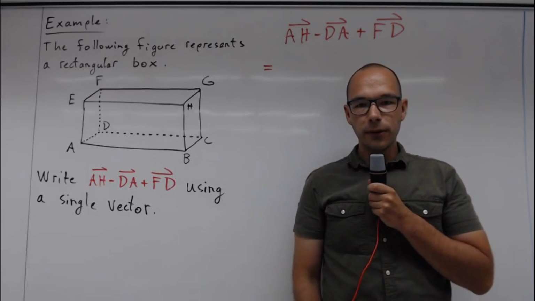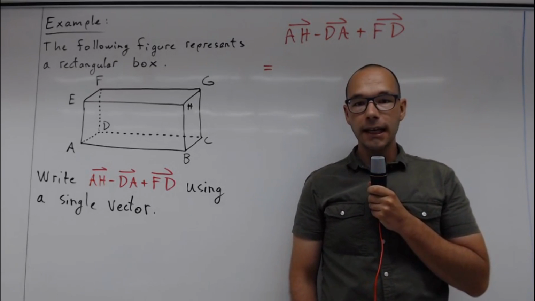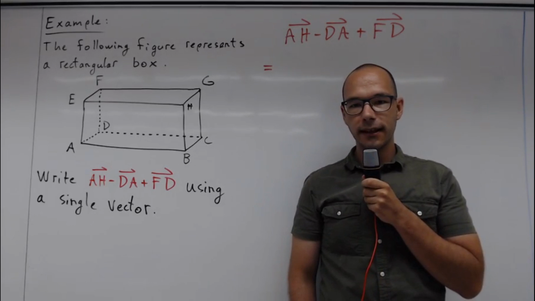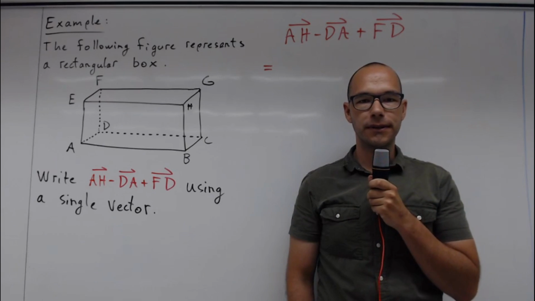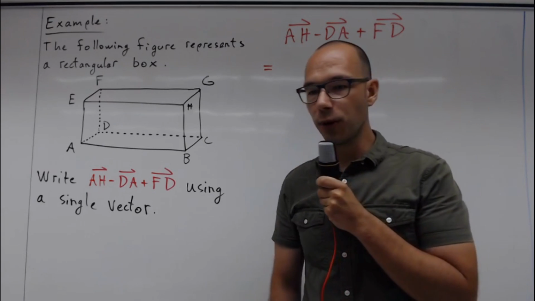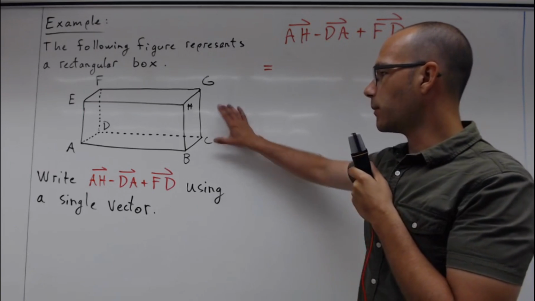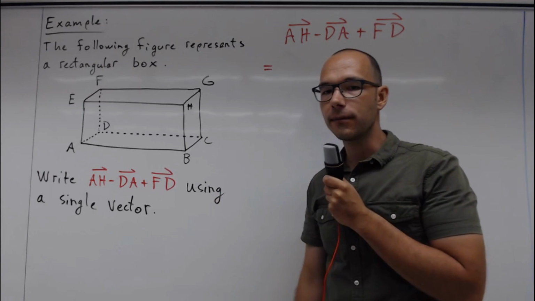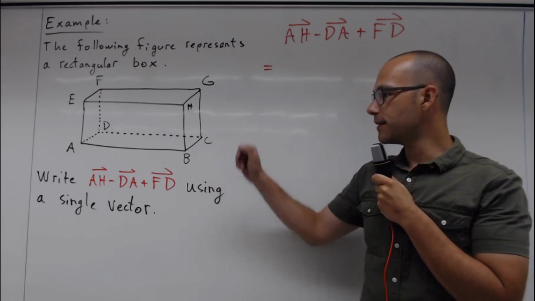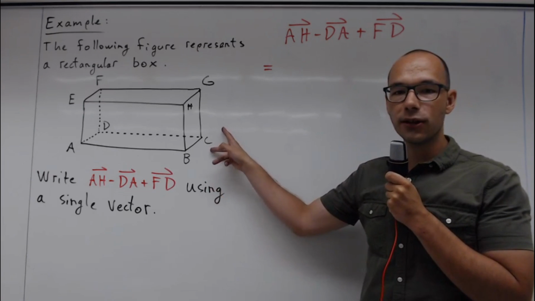Okay, so now I'm going to do an example of adding and subtracting vectors. And in this example, we're going to work with a rectangular box. So sorry if my drawing is kind of bad. I'm not that good in drawings, but imagine a rectangular box.